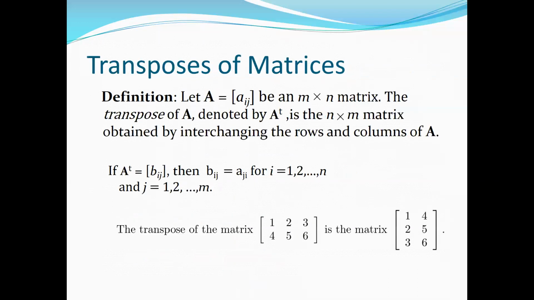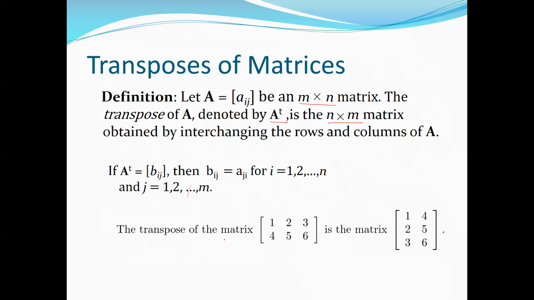Okay. Now, transpose of matrices. So what do we mean by the transposition or transpose of a matrix? In a nutshell, let A equal Aij be an m cross n matrix. The transpose of A, denoted by A T, is the n cross m matrix, right? The matrix was originally m cross n, but when we take the transpose, this becomes n cross m. That means the columns will become rows, and the rows will become columns, obtained by interchanging the rows and the columns of A.